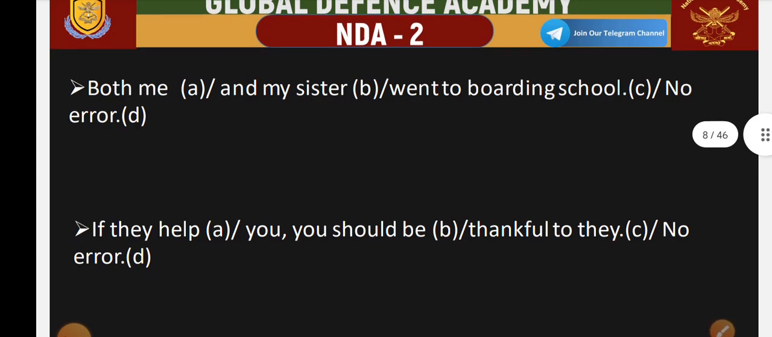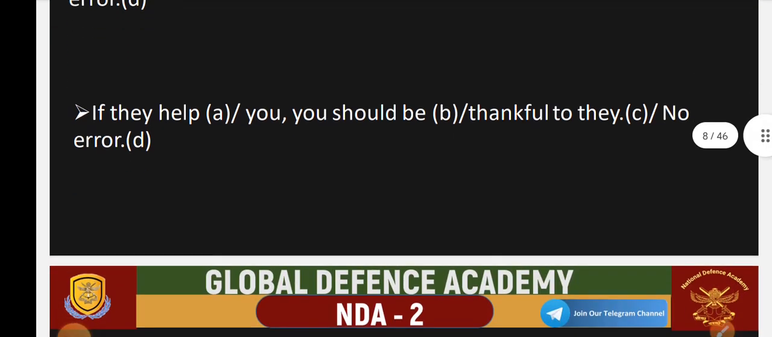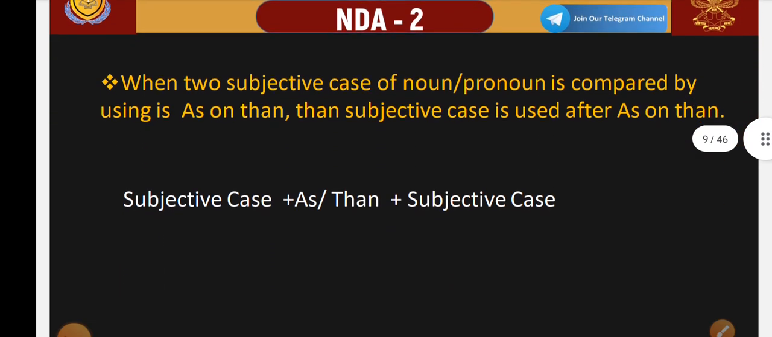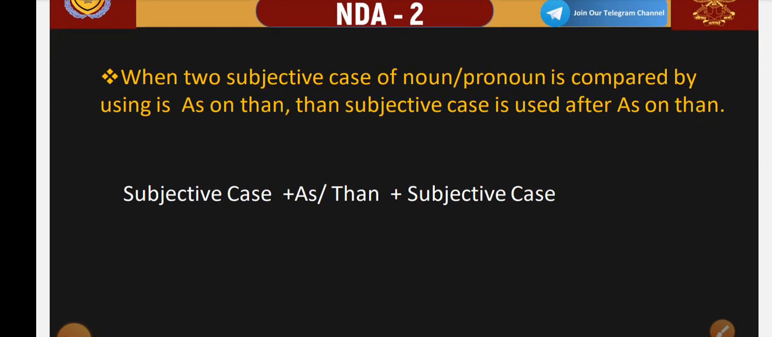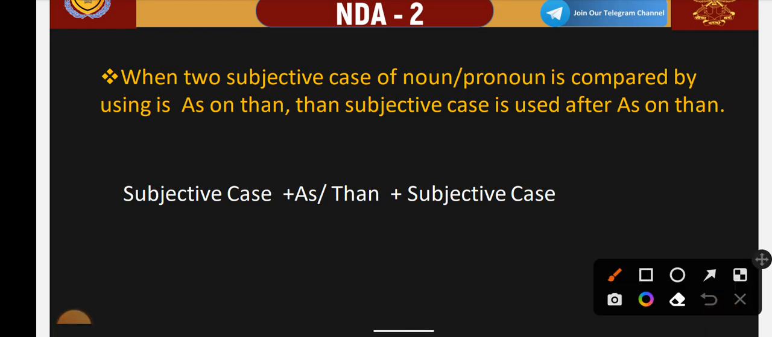Some other examples are also written for you here. Pause the video and try them by yourself. Okay. The next conceptual slide is coming here. What does it mean? Let's have a read.